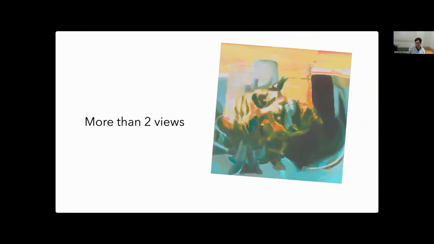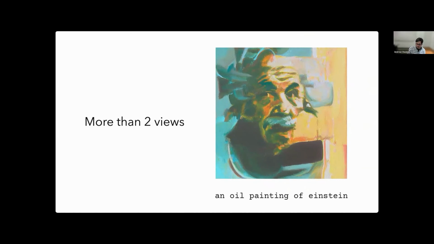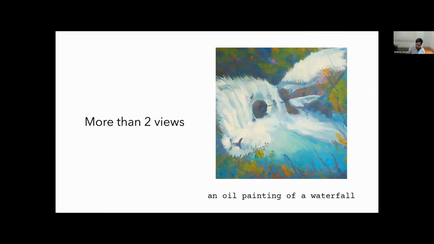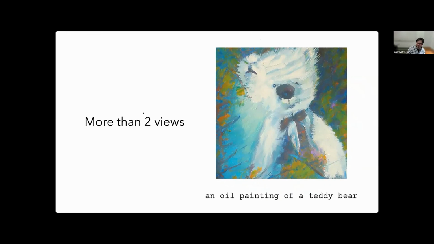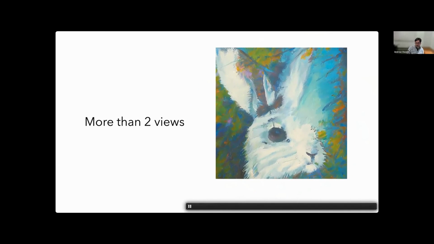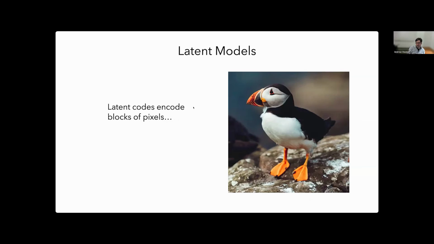Here's another one. Now it's an oil painting of Einstein. His eyes here, here, and here, mustache here, and so on. Another one, from one perspective, looks like an oil painting of a waterfall. From another, you stare at it and it looks like an oil painting of a teddy bear. His nose is here. His ears are here. Finally, it looks like an oil painting of a rabbit. The ears are here, the eye is here, and so on.